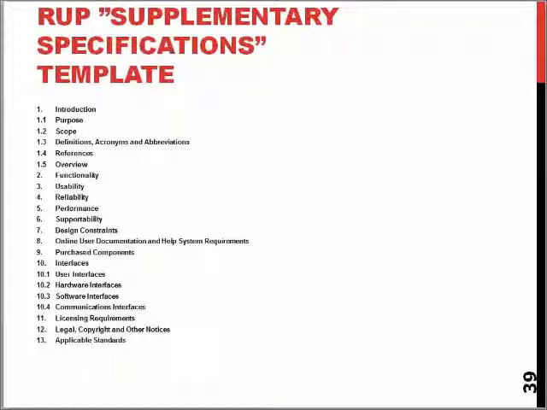So overall, also supplementary specifications. So all the different things, requirements. This is about the requirement specification. So this is a template for when you have collected the requirements and are actually designing the system, showing where different requirements go: functionality, usability, reliability, performance, supportability, different things about interfaces, what sort of components have to be purchased, these sort of things. Of course, since this is the Rational Unified Process, there's also stuff like licensing requirements, legal, copyright, and other notices.